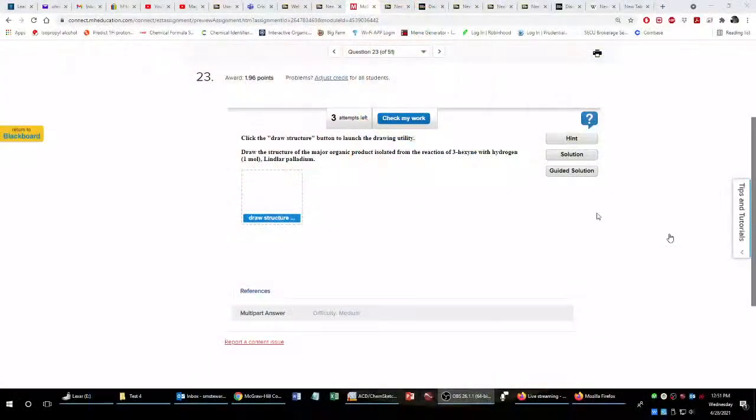Question 23. So it should just be a syn addition across the triple bond of hydrogen, since with 1 mole you would be left with a double bond. The question is, draw the major product of the isolated reaction of 3-hexyne with 1 mole of hydrogen and a Lindlar catalyst. So yes, it's a syn addition.